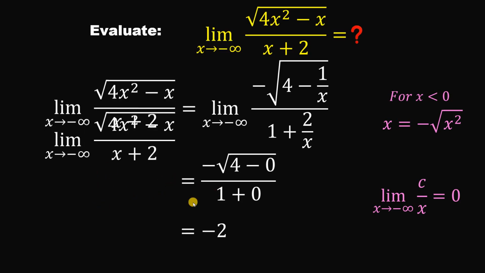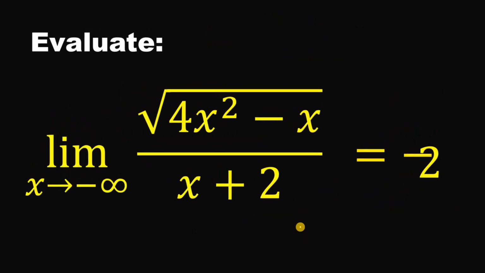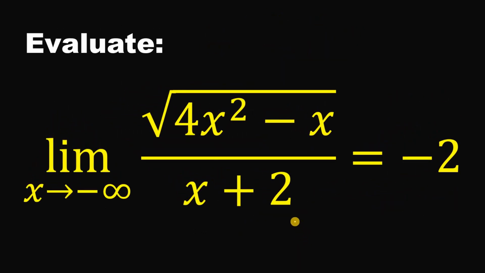Therefore, the limit of the square root of 4x squared minus x, all over x plus 2, as x approaches negative infinity, simply equals negative 2. And this is our answer to this question.